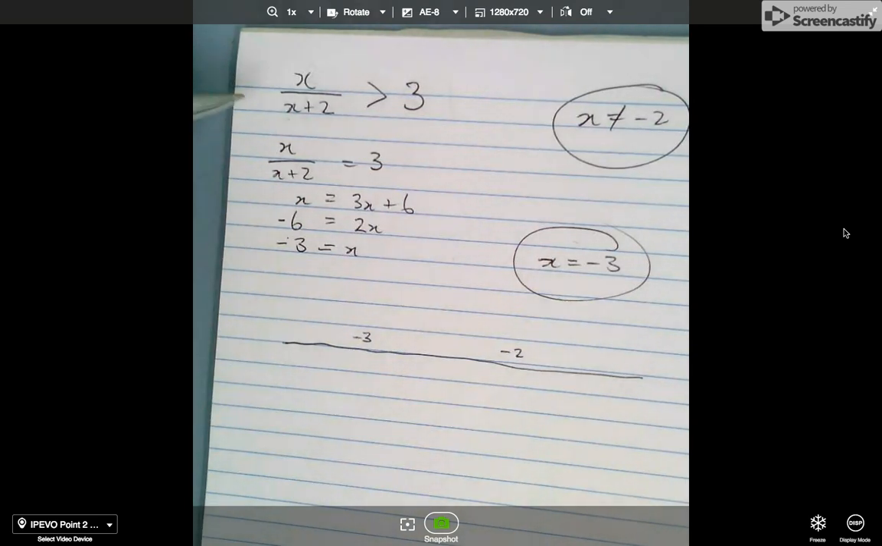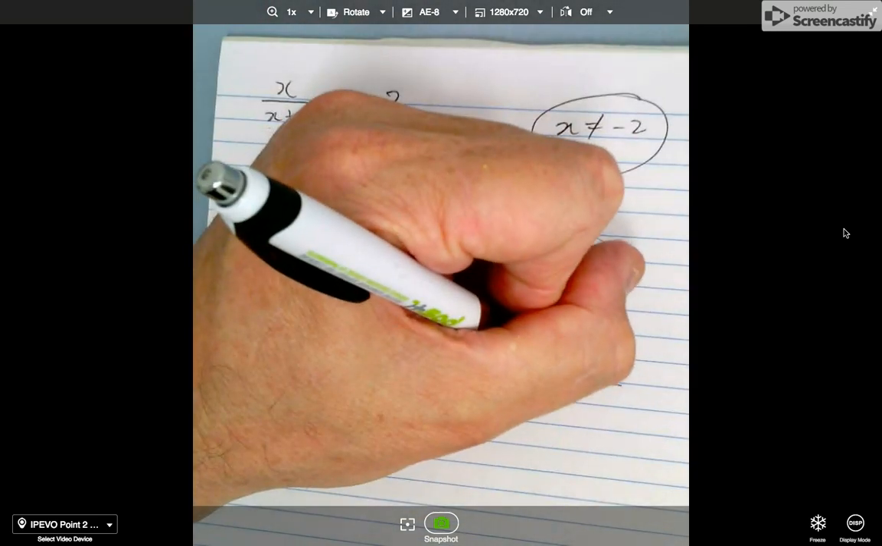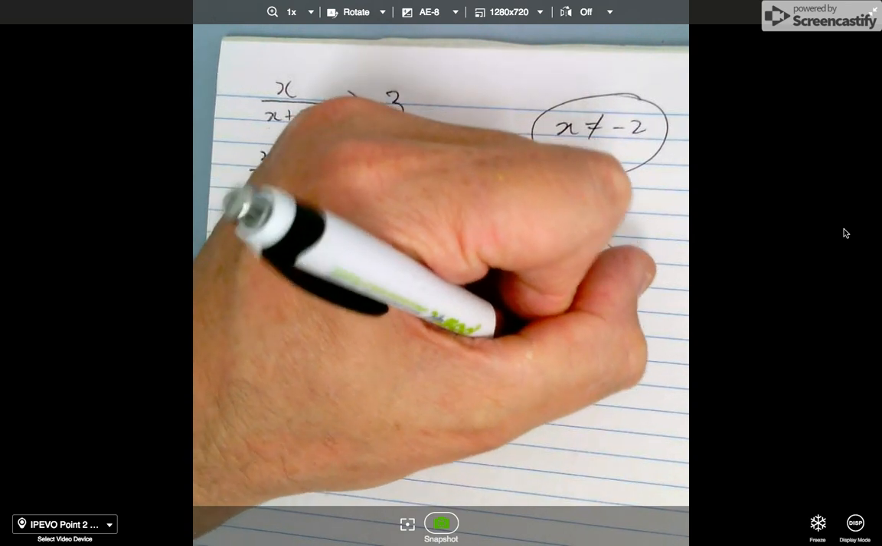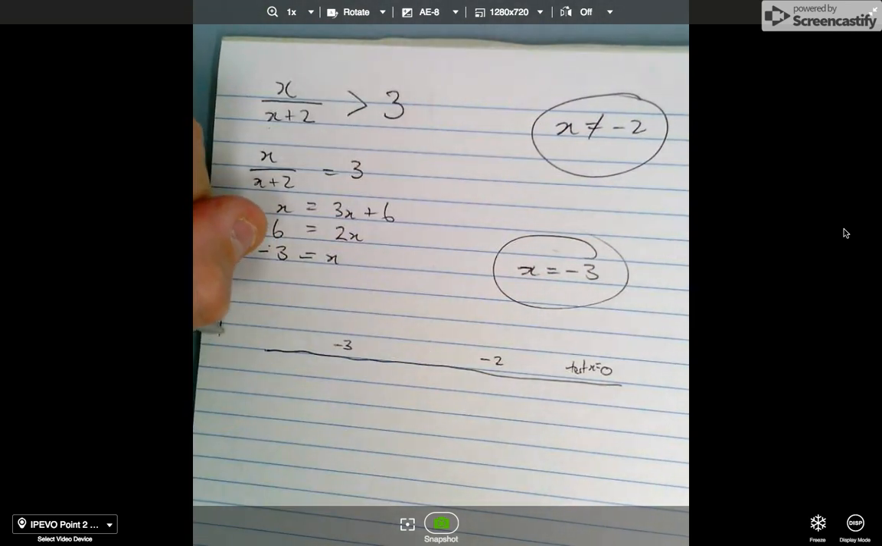And we're going to test, so I'm going to pick some points. Here I'm going to test 0 because it's nice and easy. Test x equals 0. Here I'm going to test x equals minus 10.